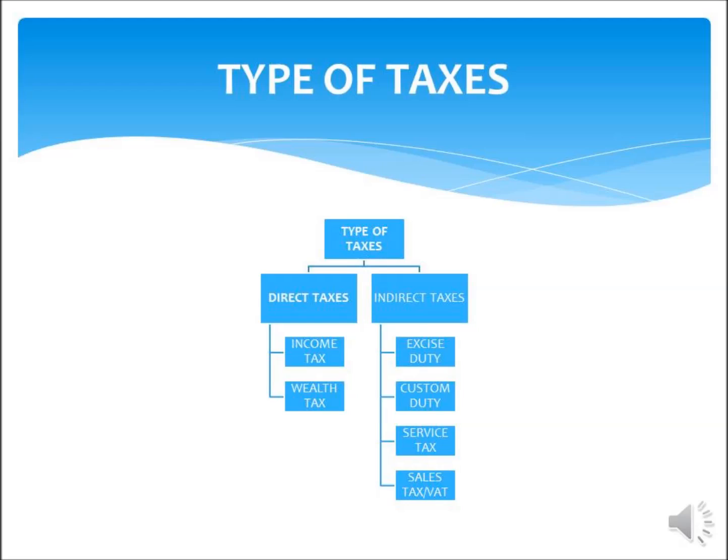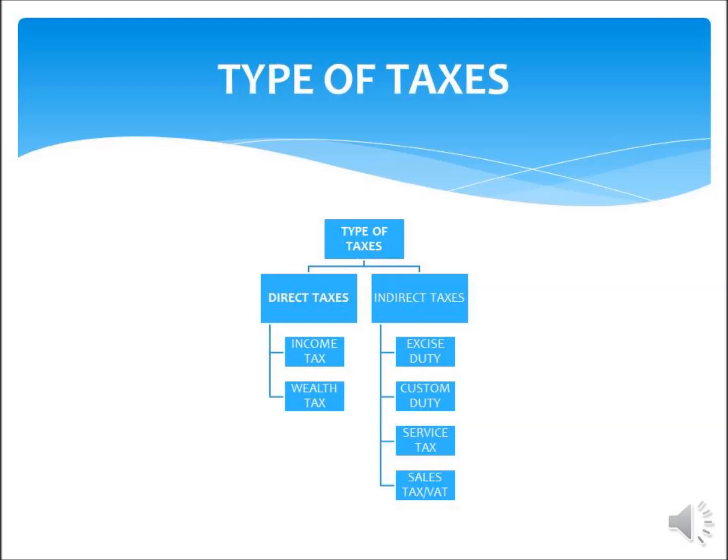Income tax is levied upon the income earned in a year by a person. The government levies income tax on that. Another form of direct tax is wealth tax. This is a very uncommon form of tax in our country. It's not a widely paid tax.